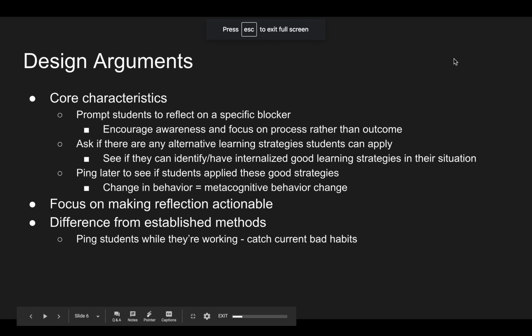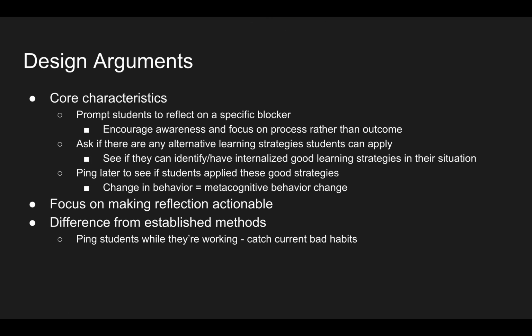Okay. Then a little more on my design arguments. So once I identified these core obstacles, I then delved into my core characteristics to figure out how to overcome these obstacles. My characteristics include prompting students to reflect on a specific blocker to encourage awareness and focus on process rather than outcome, and then ask if there are any alternative strategies that they could apply. By seeing if they can identify good learning strategies, we can see if they've internalized them and can identify, like, can I use the strategy in this situation, and will it be helpful, and can I be more effective about my process by doing this?